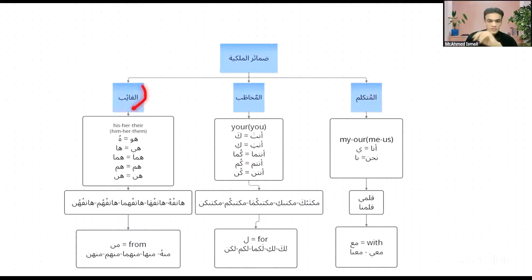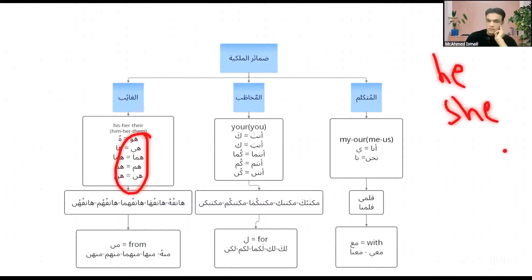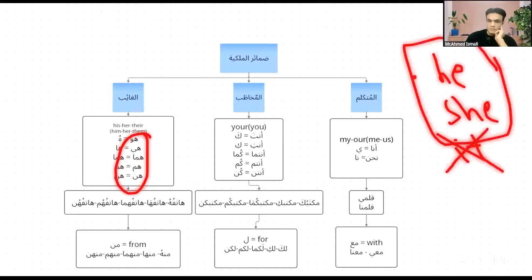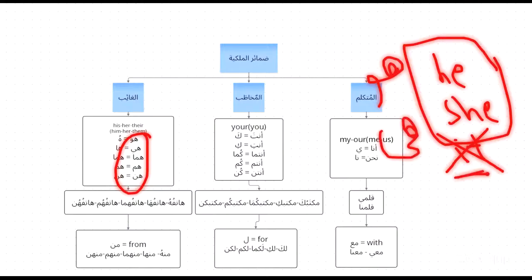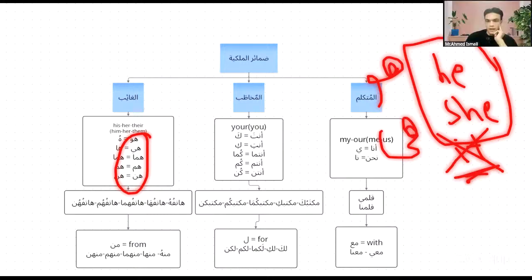ضمائر الغائب are also five. And we know in English we have he, she, it and they. But in Arabic we don't have it. As I said before, we just use he and she, huwa and hiya. So if I want to say, for example, it's a cat in Arabic, I say hiya قطة. If I want to say it's a dog, I say huwa كلب. So we don't have a word in Arabic that means it. We just use huwa and hiya.